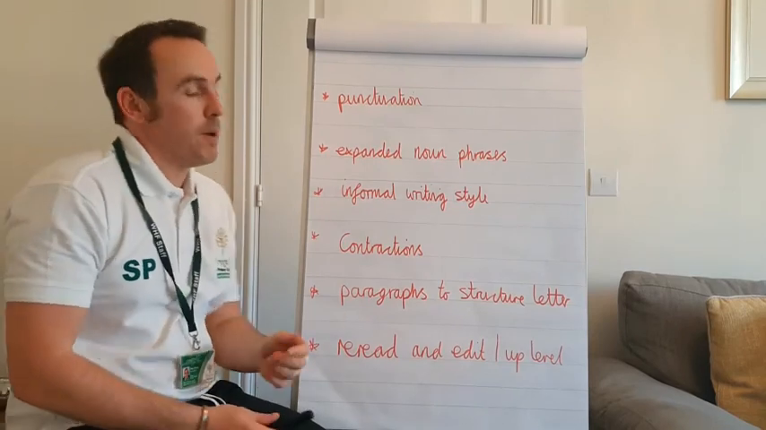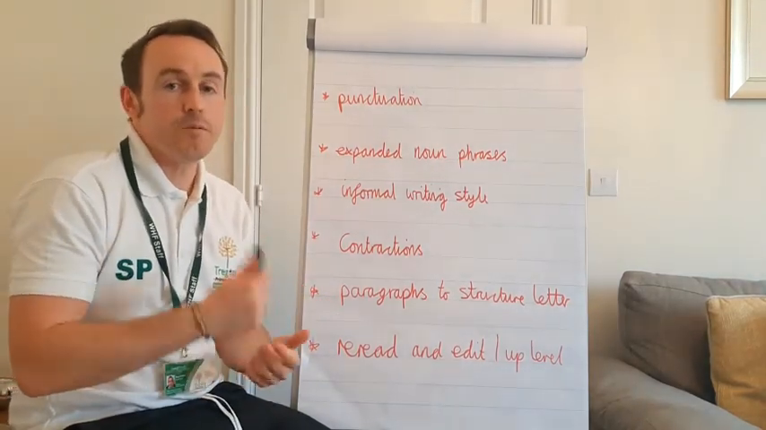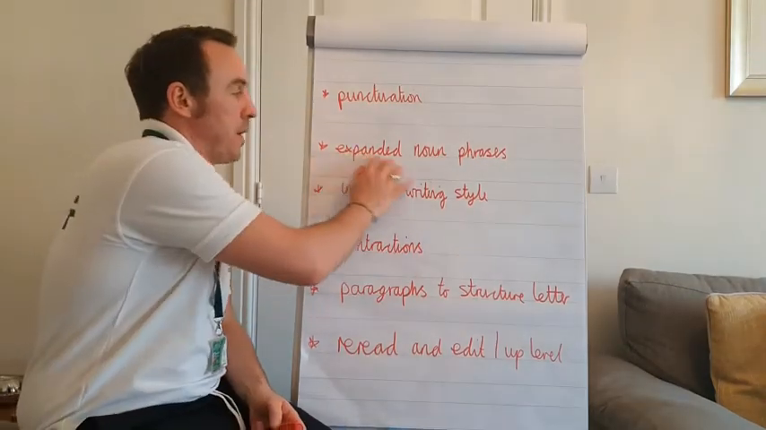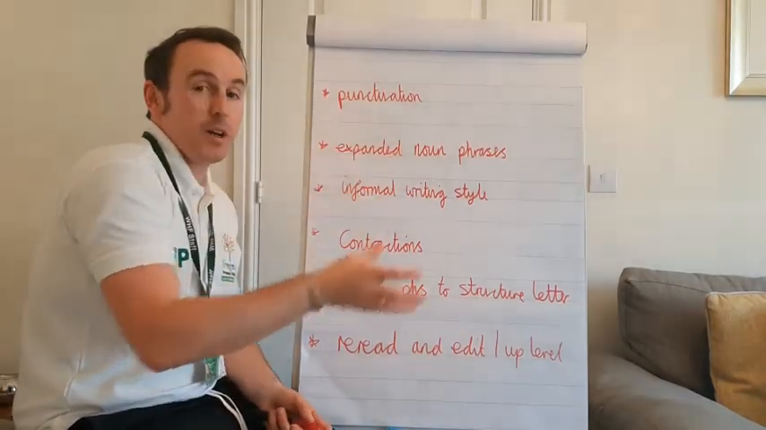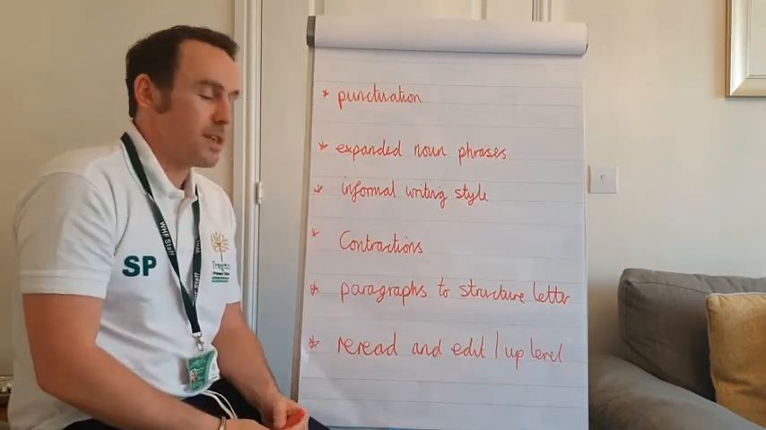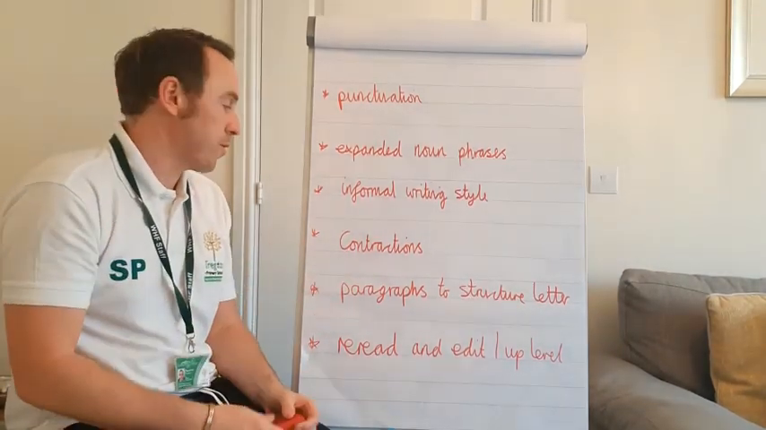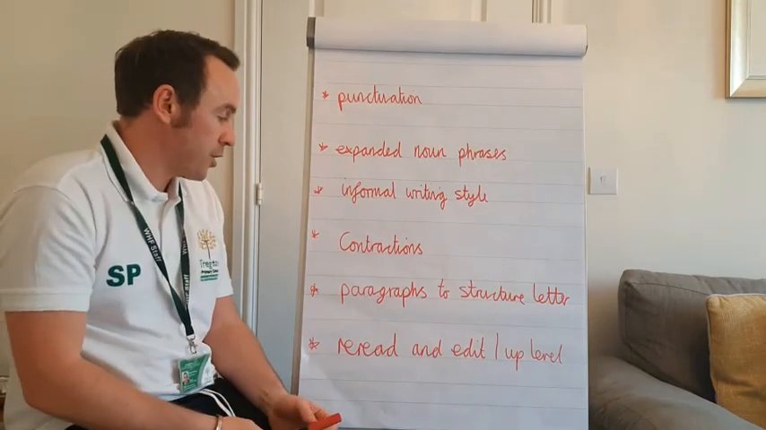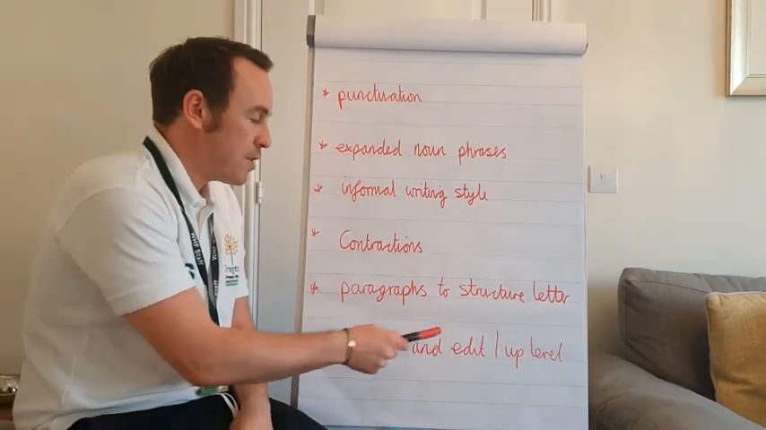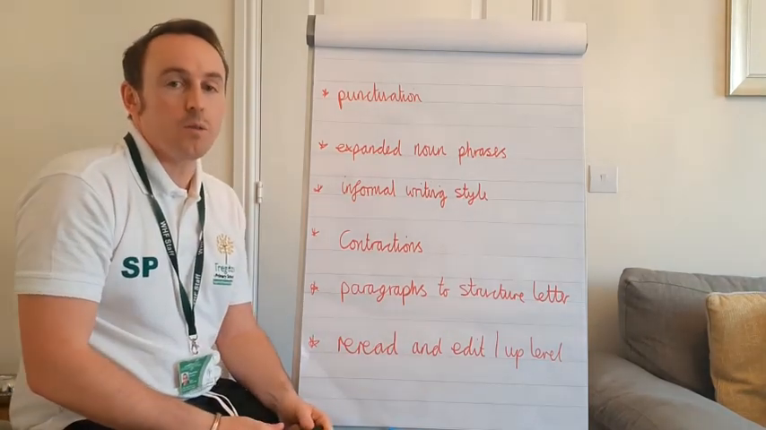So, things for you to remember. Punctuation, capital letters, full stops, commas, especially if you're listing your adjectives. Expanded noun phrases. I managed to get one in my introduction. Terrible storm. Keep that informal writing style, that chatty style you're writing to a friend. You can include your contractions. Use your paragraph to structure your letter. And make sure you reread and edit your work and up level where necessary.